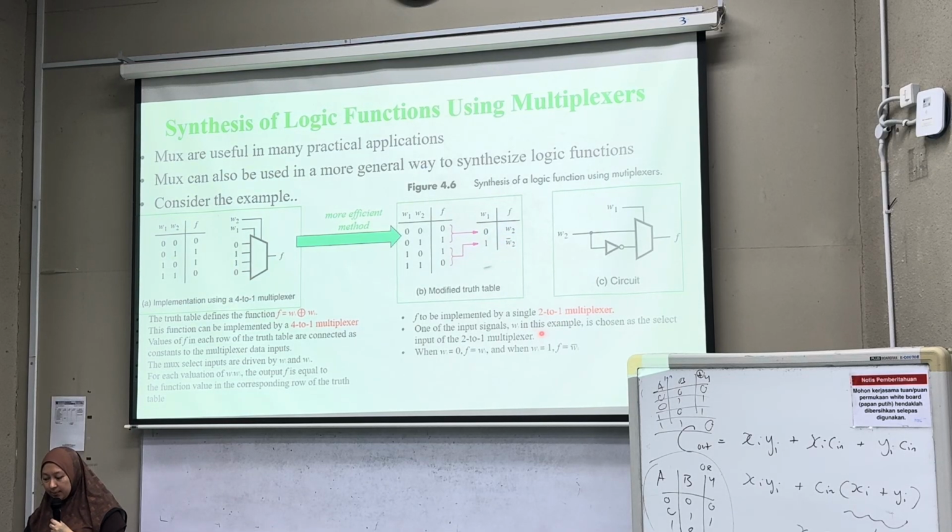So this is a 2 to 1 mux. One of the input signals, W1 in this example, is chosen as the select. So here you've got a select input of W1. When W1 is 0, F equals that.